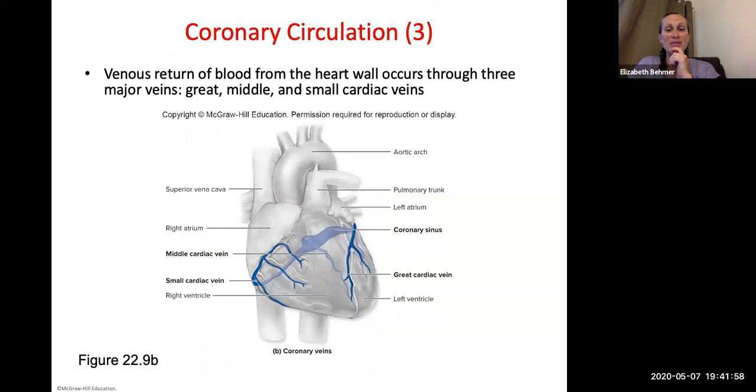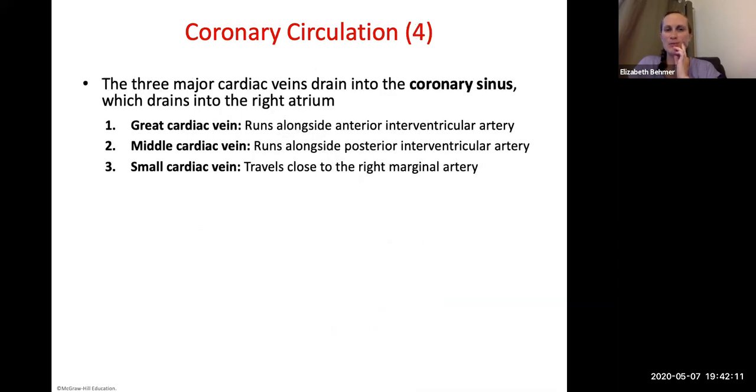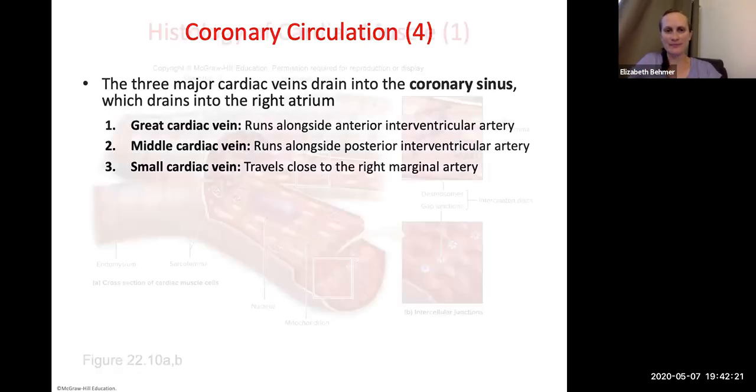Venous return of blood from the heart occurs through these major veins. The coronary sinus is the big one that just kind of collects all the blood and then enters it into the right atrium. And then here are some more major cardiac veins that drain into the coronary sinus. I don't ask you guys a lot of details about the arteries and veins on the heart itself.